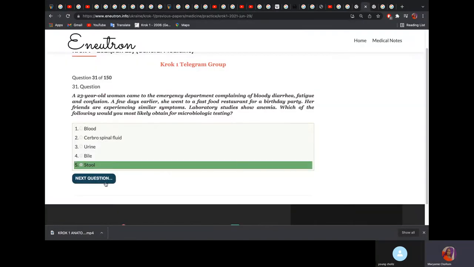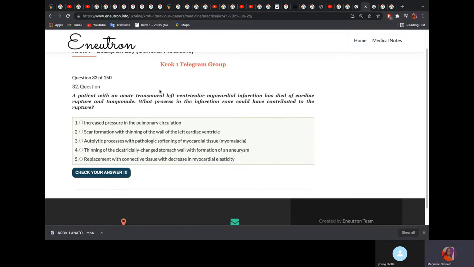So, stool. A patient with acute transmural left ventricular myocardial infarction had died of cardiac rupture and tamponade. What process in the infarction zone could have contributed to this rupture? What did they say? Acute transmural. So all layers of the left ventricle were infarcted. So they died. Because it's acute, what happens if you have dead tissue acutely? Yeah, it will be mushy because these cells are dead. But if it was chronic, what replaces dead cardiac muscle? It will be connective tissue or scar.